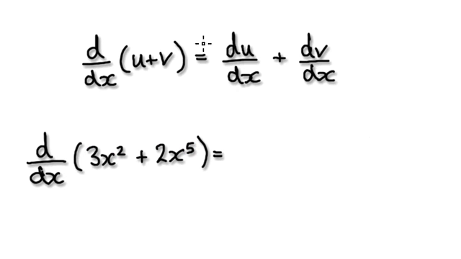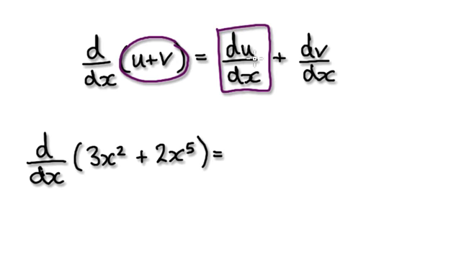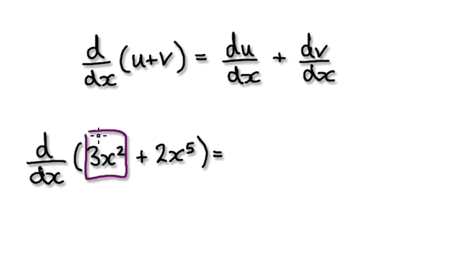Okay, so what this is saying is that if you want to differentiate the sum of two things, just differentiate one and then add it to the differential of the other one. So here, just concentrate on differentiating this one and then differentiate this one and then add the two together.